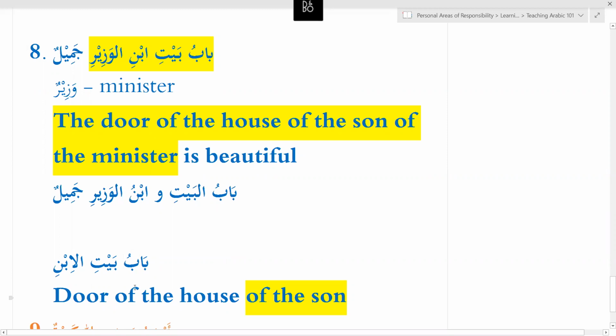Those two are connected. After this of, it has to be kasra. It is before this of, so I need to take off the al. It's after this of, and it is before this of, so it needs to follow both rules.